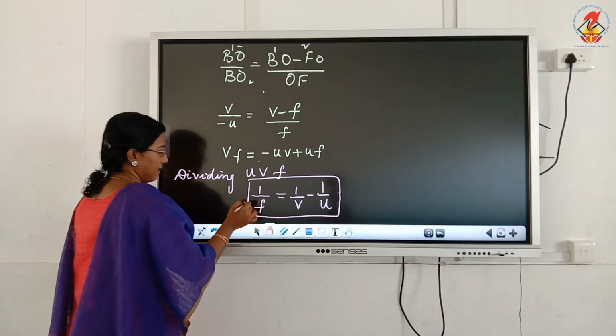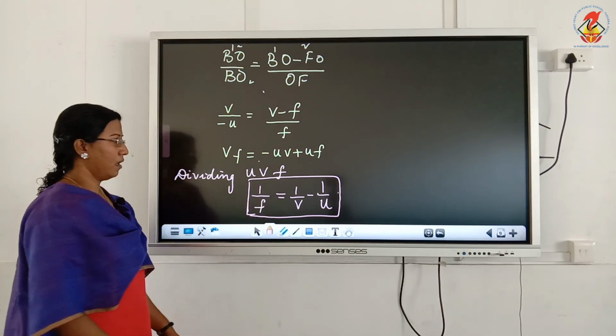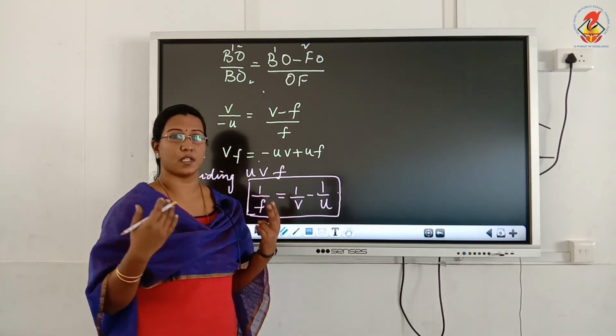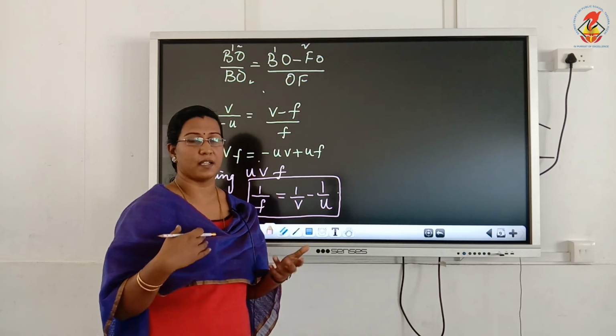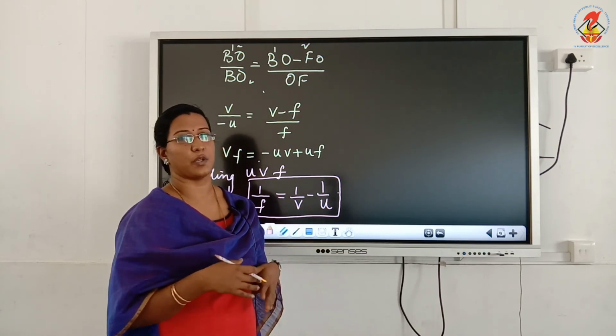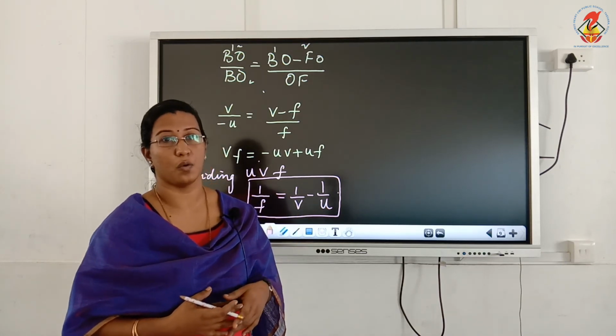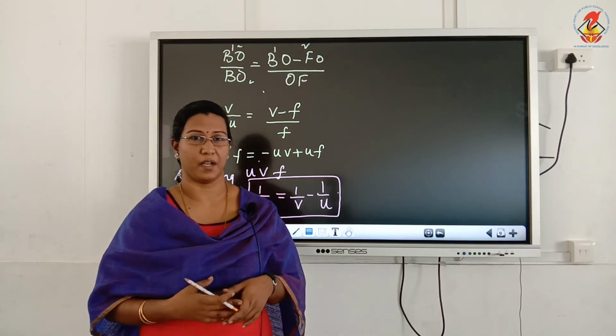The lens formula. Okay, so what was the step we used? We considered two sets of similar triangles, then we made certain approximations and we got the equation as 1 by f is equal to 1 by v minus 1 by u. Thank you.